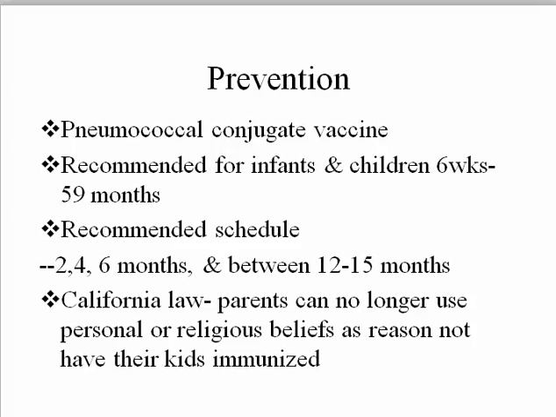The California law now states that parents no longer can use personal religious beliefs as a reason not to have their kids immunized. So the new state law took effect July 1st, 2015. However, this school year, kindergartners and 7th graders must show proof of immunizations. And young children who got their personal belief exemption approved before January 2016 will be grandfathered in. And according to that new law, they still must get immunized when they reach 7th grade. So they're not exempt.